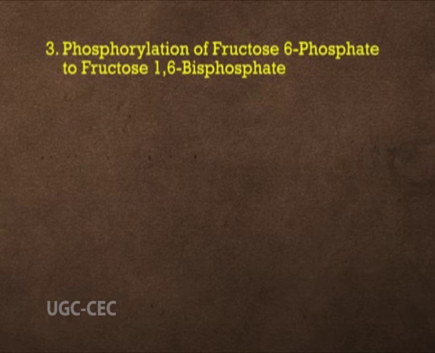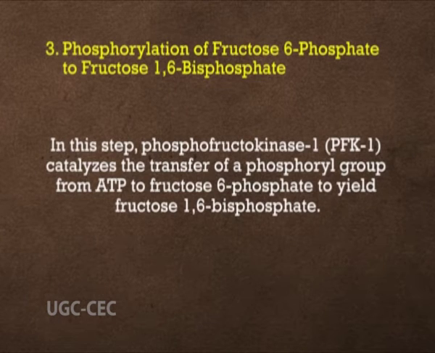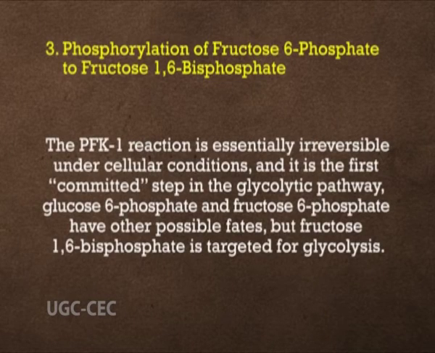Now let's look at the phosphorylation of fructose 6-phosphate to fructose 1,6 biphosphate. In this step, phosphofructokinase 1, also known as PFK1, catalyzes the transfer of a phosphoryl group from ATP to fructose 6-phosphate to yield fructose 1,6 biphosphate. The PFK1 reaction is essentially irreversible under cellular conditions, and it is the first committed step in the glycolytic pathway. Glucose 6-phosphate and fructose 6-phosphate have other possible fates, but fructose 1,6 biphosphate is targeted for glycolysis.